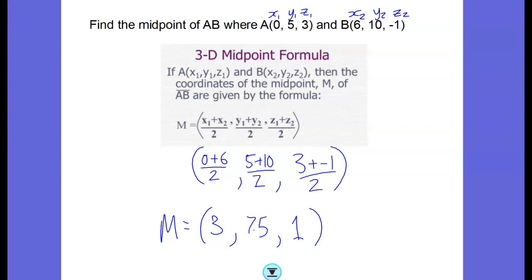It's almost exactly the same as in two dimensions. We just bring in that z coordinate. We go halfway between the two x values, halfway between the two y values, halfway between the two z values. All right.